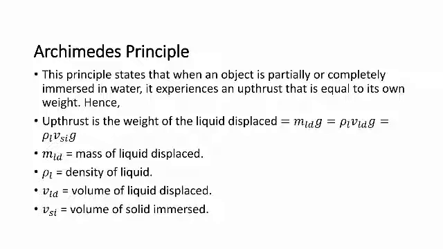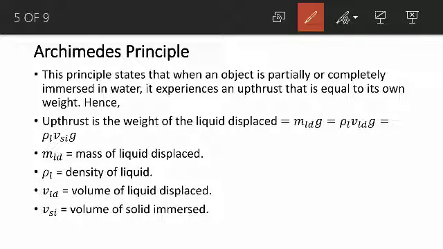So we see Archimedes' principle. This principle states that when an object is partially or completely immersed in water or in a liquid, or in a fluid, it doesn't have to be a liquid, it can be a fluid, that means liquid or gas, it experiences an upthrust that is equal to its own weight. It experiences an upward force equal to its own weight. That is according to Archimedes' principle. With this, we get a new definition for upthrust. Upthrust is the weight of the liquid displaced.